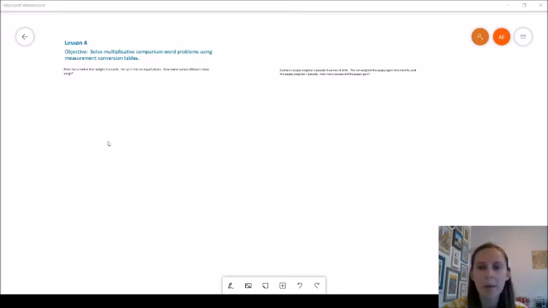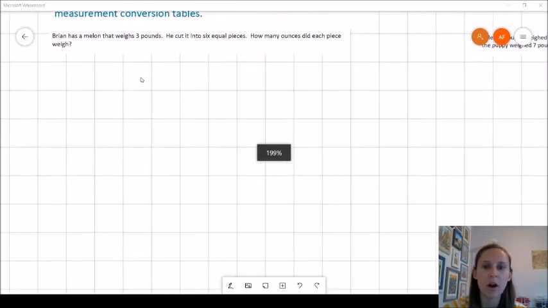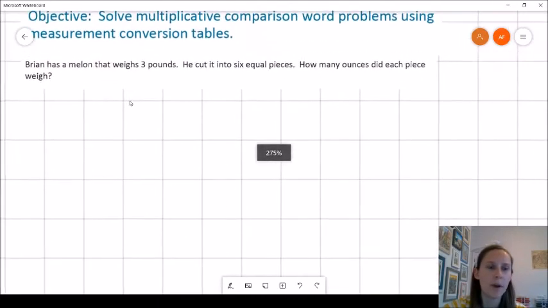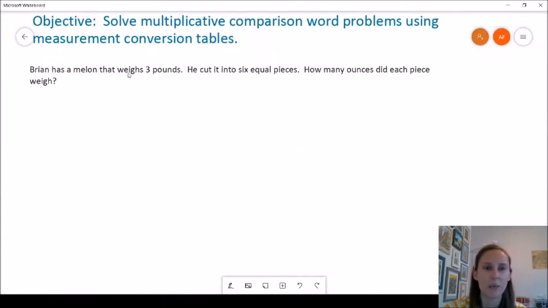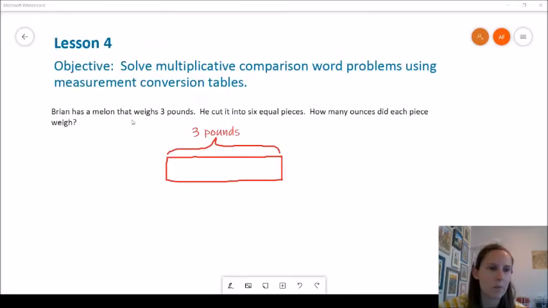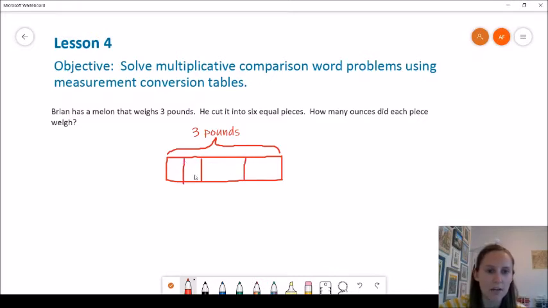We're going to take a look at how we might solve a few word problems using our unit conversion. So the first problem is Brian has a melon that weighs 3 pounds. He cut it into 6 equal pieces. How many ounces did each piece weigh? So let's go ahead and draw a tape diagram to model this problem. This is going to represent Brian's melon that weighs 3 pounds. And then he is going to cut it into 6 equal pieces. But we want to know how many ounces each of those pieces is. So we need to first figure out how many ounces 3 pounds is equal to.